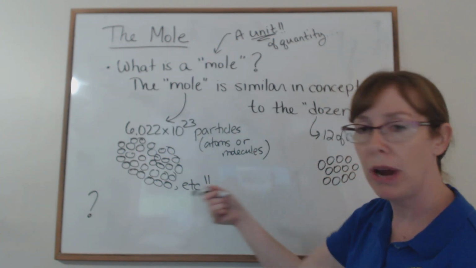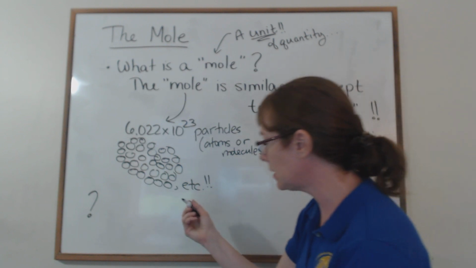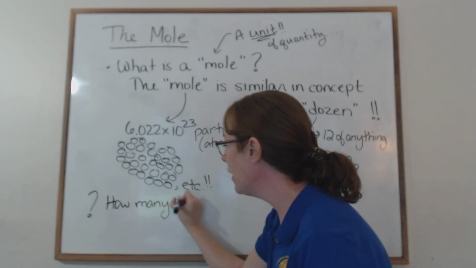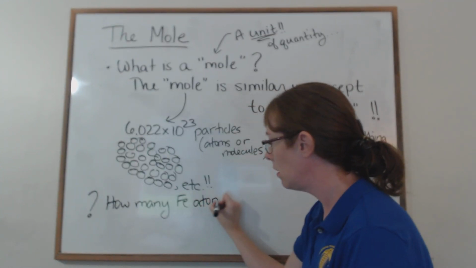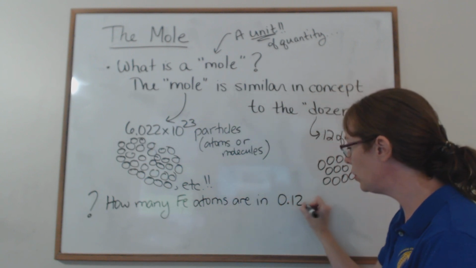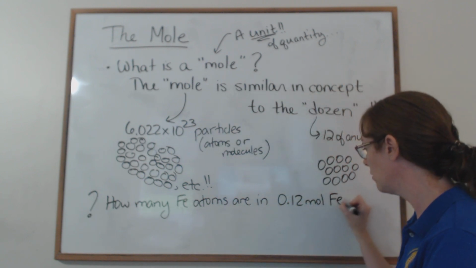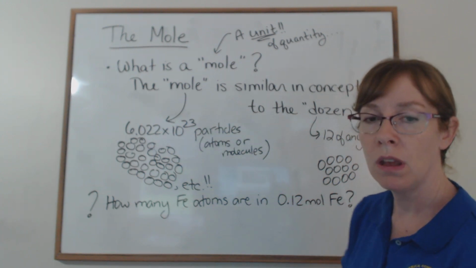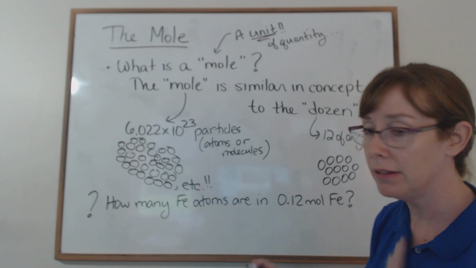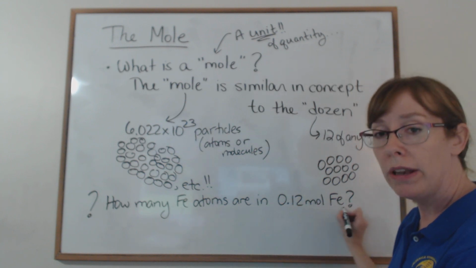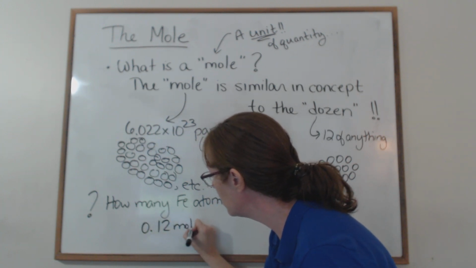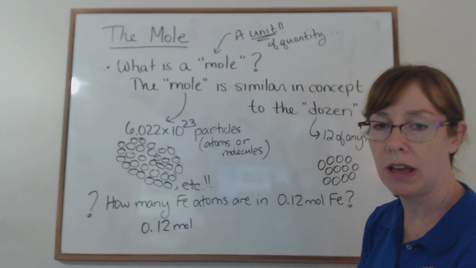So let me go ahead and put a little practice question up and show you one way to think about this. How many iron atoms are in 0.12 moles of iron? How many iron atoms are in 0.12 moles of iron? Well, the way that I would handle it is this. If I only have one number in my question, I always start it like this: 0.12 moles of iron, but I'll just leave out the iron now.